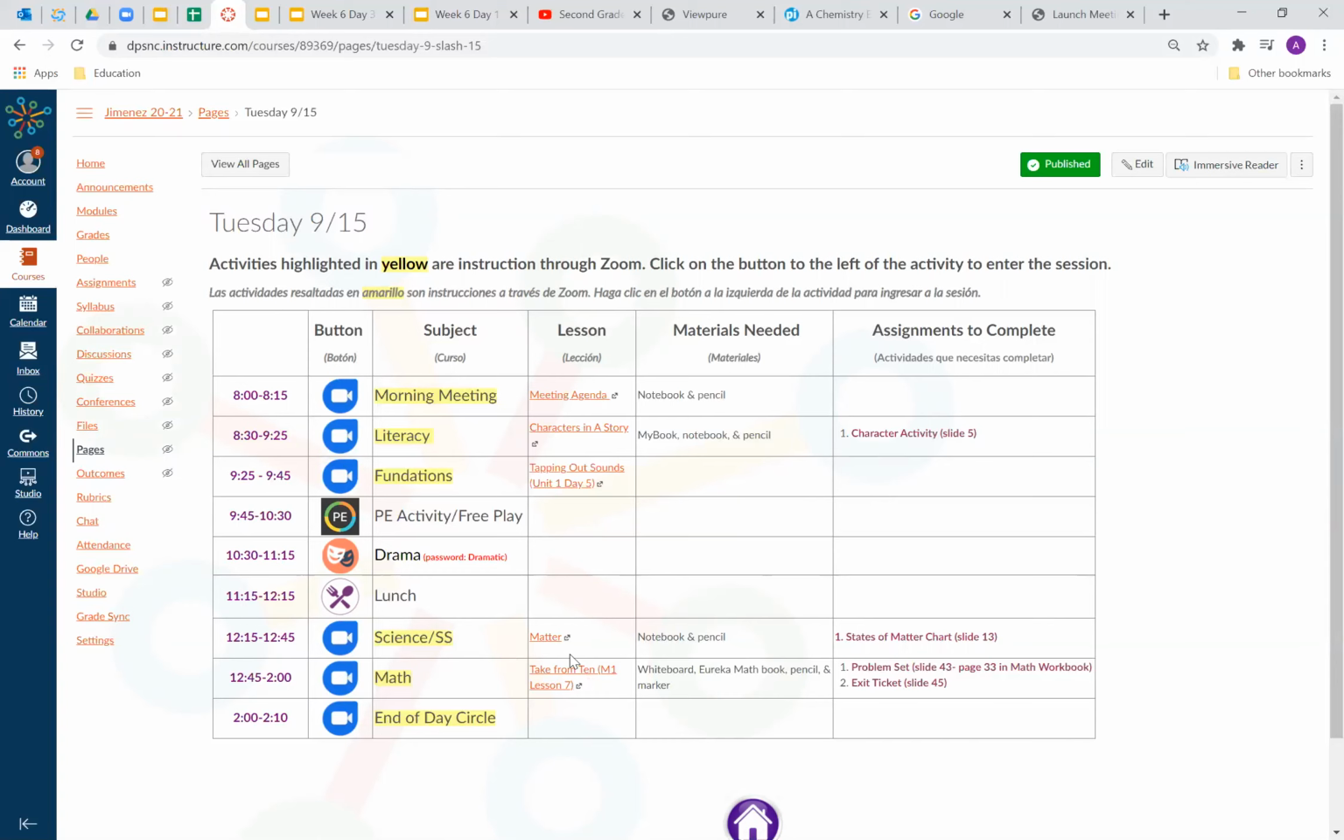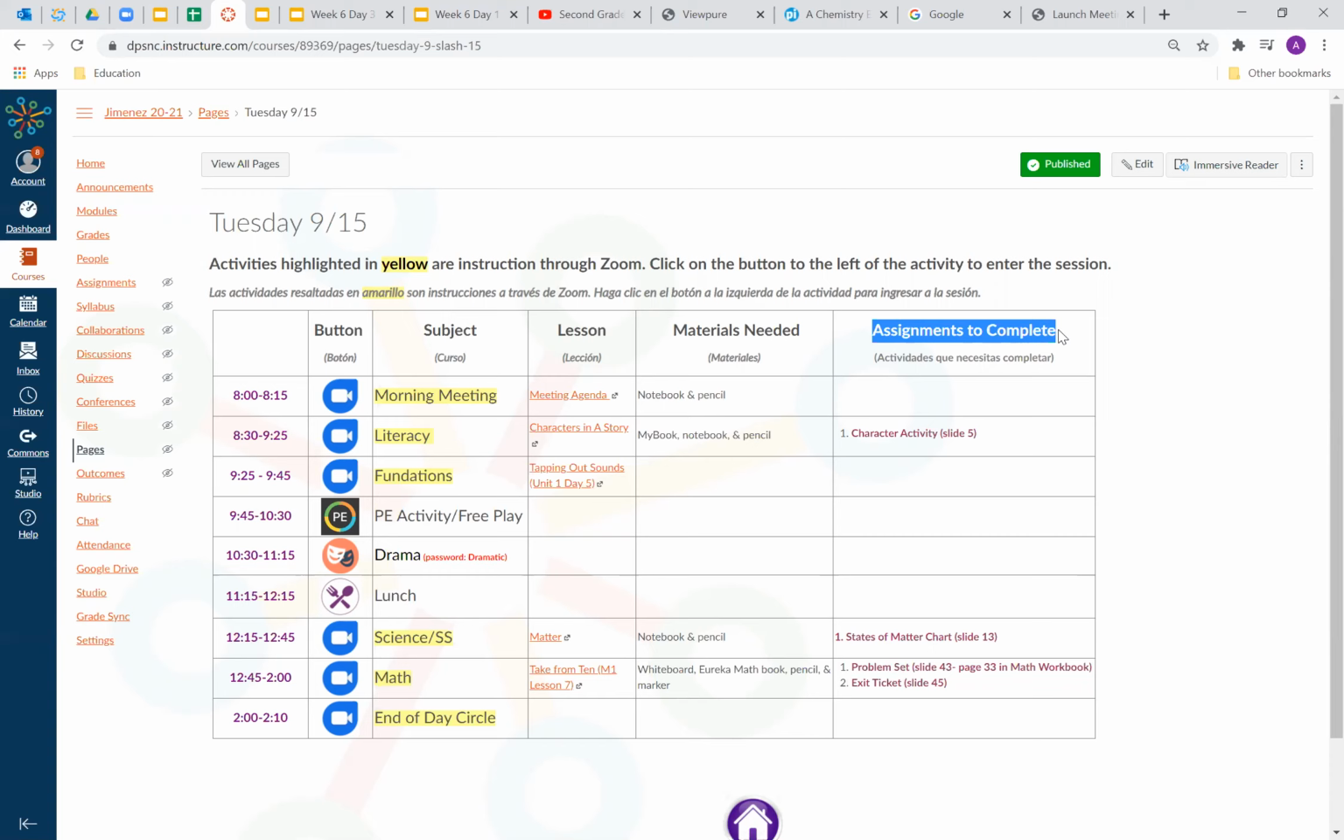During science, we had our whole group lesson and then they did a states of matter chart by themselves. For math, we have our fluency practice, we have our whole group lesson, and then students will always have a problem set and an exit ticket. And again, if you're curious, or maybe your student missed out on Tuesday and you want to know the work that they missed, all you have to do is look on this column and it will tell you all the activities that students completed throughout their day.